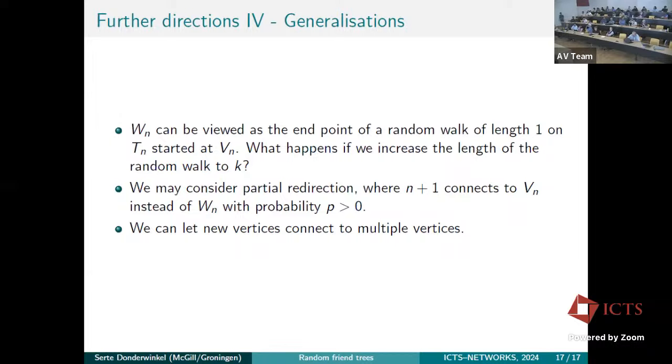Lenny? Yeah, so did you try to look at the local weak limit of this thing? Does it exist? No, because it's so sparse. No, because you have these hubs that are going to get infinite degree. The probability that you're going to be a leaf, yes, and then the neighbor is going to be a hub.